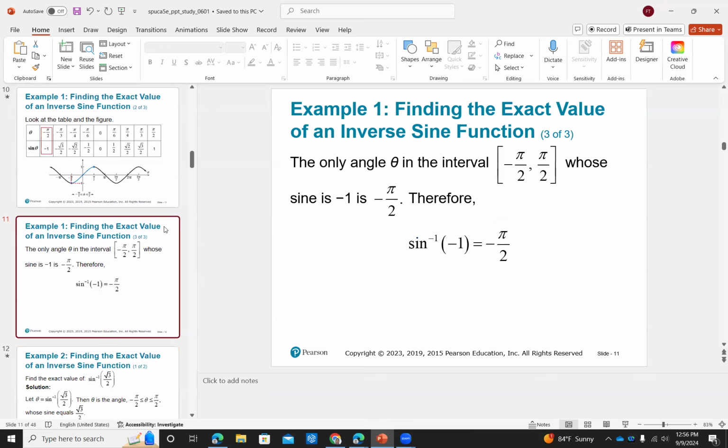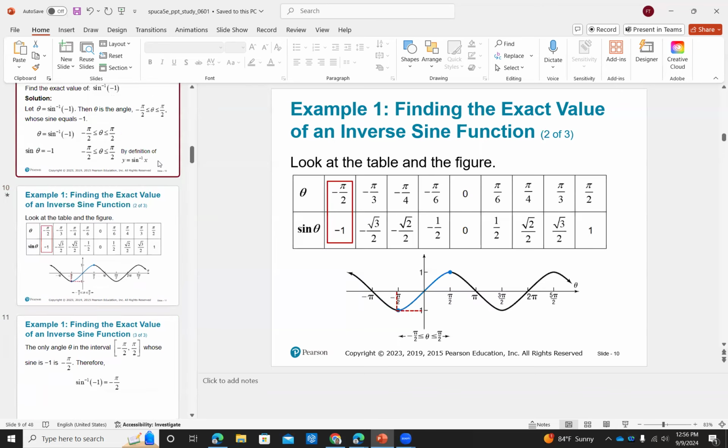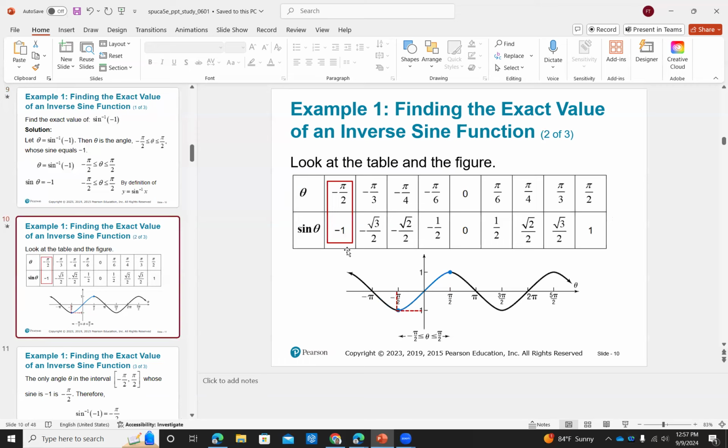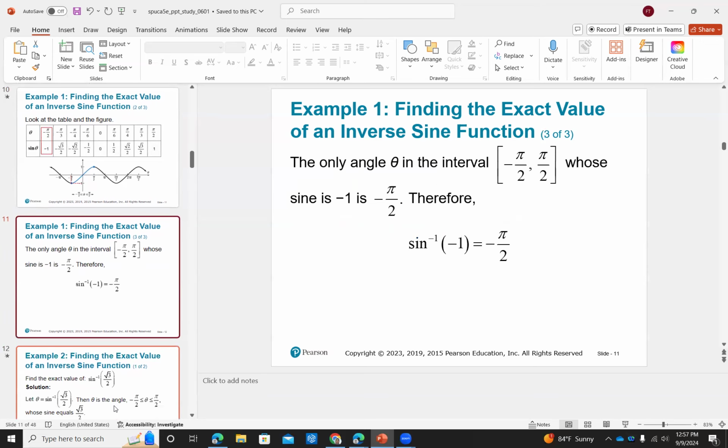So when you see these questions, let's go back to the question again. The original question was, can you find the exact value of arc sine of -1? Meaning, what is the angle whose sine value is equal to -1, and you will always have to know that the angle must be between -pi/2 and +pi/2. And from the chart, we know that there's only one angle within this interval, the only angle whose sine value is equal to -1 is -pi/2. So this is how you are going to answer these questions.